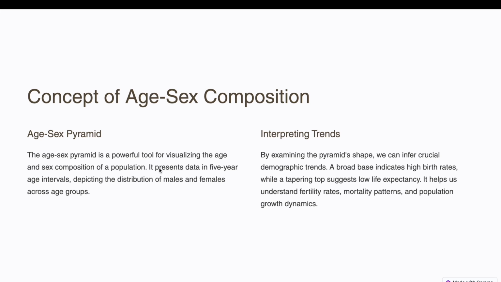for both sexes. Here's how it works. The vertical axis represents age groups and is placed at the center. The horizontal axis shows the proportion of the population. Males are plotted on the left and females on the right. Because younger populations typically outnumber older ones, the diagram forms a pyramid shape, hence the name age-sex pyramid. Now, why is this important?